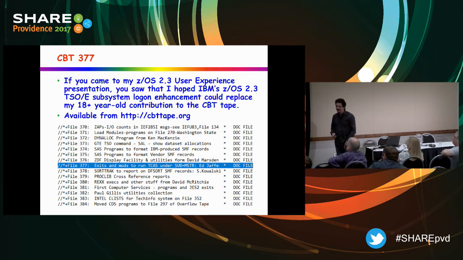But anyway, if you came to my z/OS 2.3 user experience, you saw that I'd hoped that IBM's z/OS 2.3 TSO/E subsystem logon enhancement could replace my 18-plus-year-old modification that you can find on CBT 377, which allows you to log on as a subsystem in any subsystem, including master. And that's it down there.